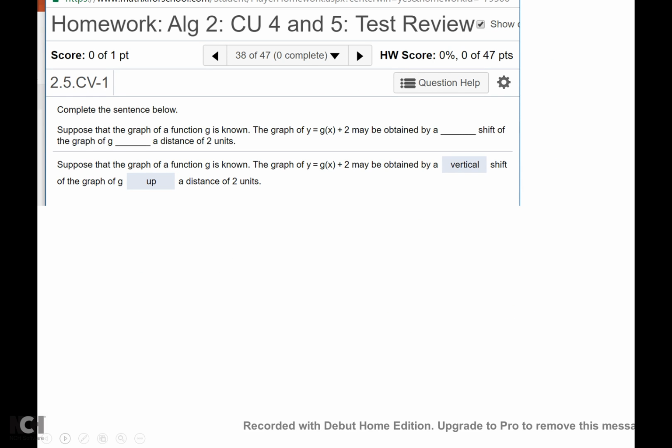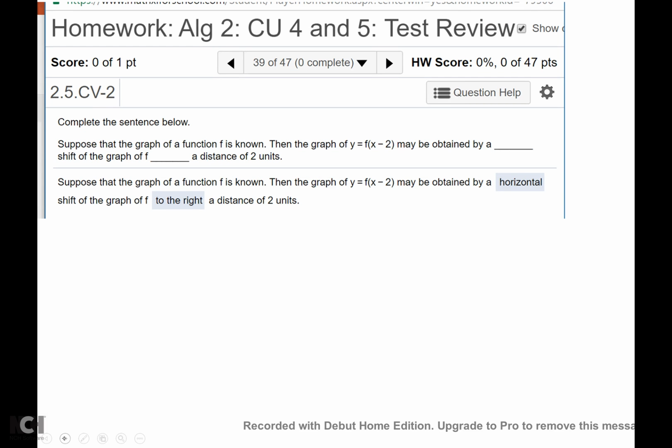Alright, suppose that the graph of a function g is known. The graph of y equals g of x plus 2 may be obtained by a vertical shift, because it's outside, of the graph of g up a distance of 2 units. That 2 out there is going to shift it up twice. Okay, and if they've got this minus 2 on the inside, inside is horizontal, and this would suggest left, but it's going to make it go right because it's with your crazy x.